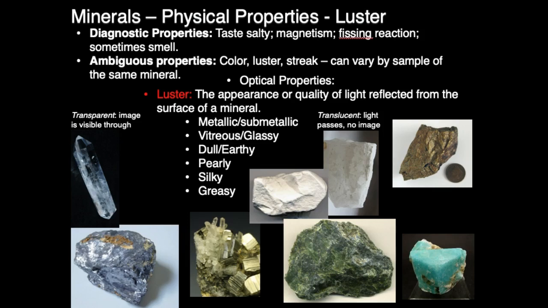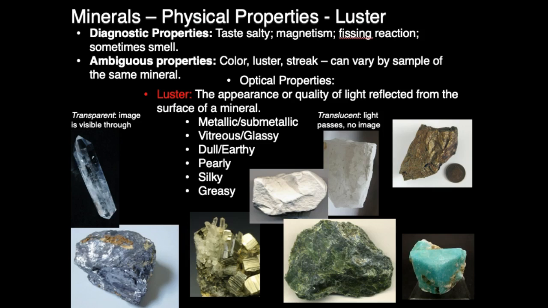So some properties are very distinct to the specific mineral, or very specific, I should say, very characteristic. These properties are called diagnostic properties, and they are things such as a salty taste, which is typical of halite, obviously, or such as being magnetic, which is typical of magnetite and sometimes of hematite, or sometimes effervescing or fizzing with hydrochloric acid, which is typical of calcite. These specific properties tend to be very diagnostic, meaning they only happen with that specific mineral. And so they're very characteristic.